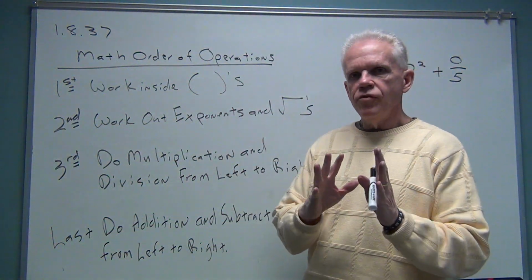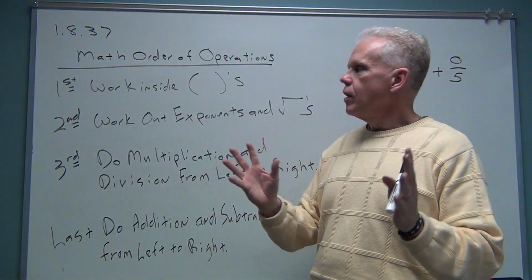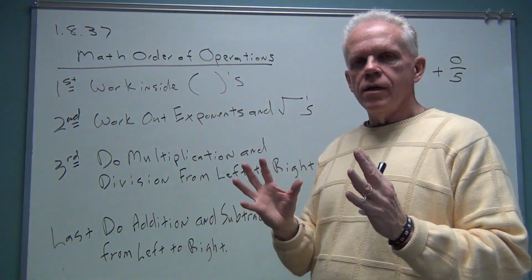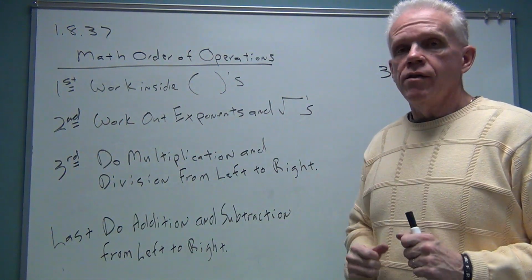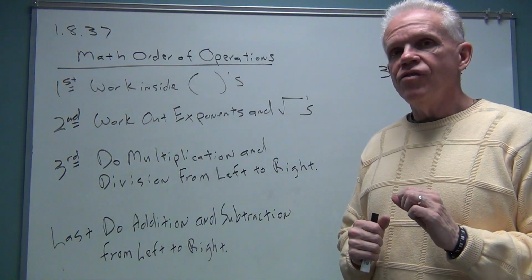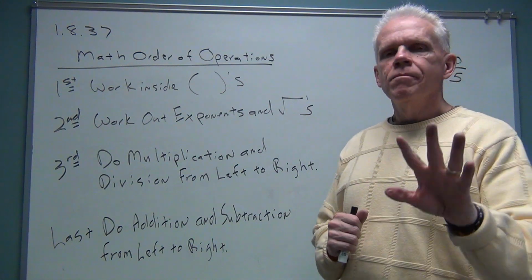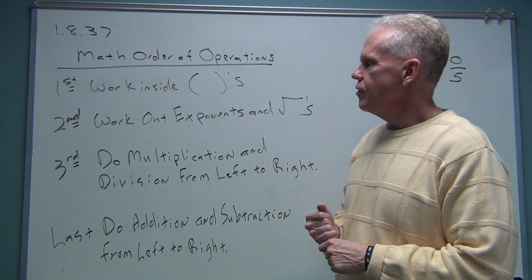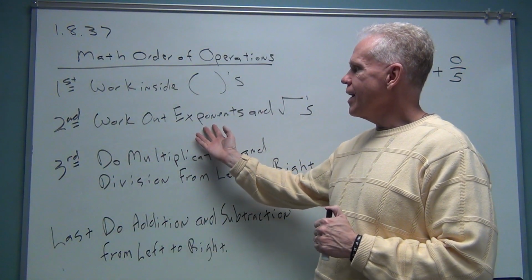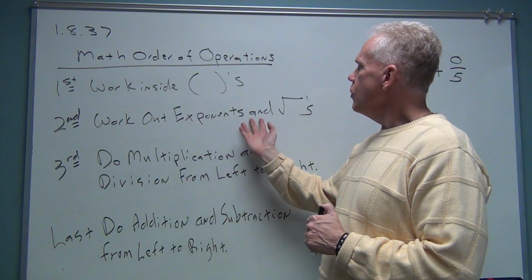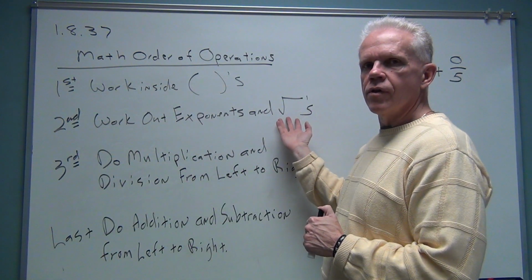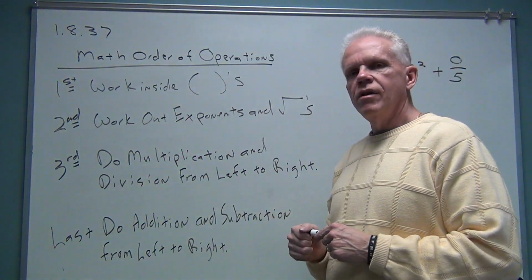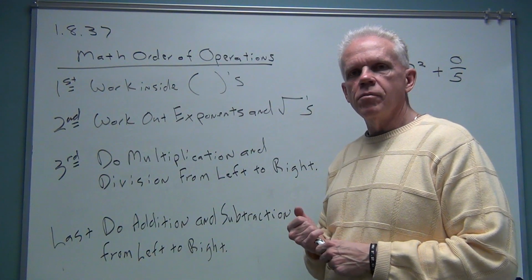When we have multiple operations, the first thing that should always catch our attention would be parentheses. Any work that needs to be done inside the parentheses gets done first. And once we've done whatever work is inside the parentheses, then we would look for any exponents and work out exponents. We'd also work out square roots. Once we've taken care of that, then we would do multiplication and division, from left to right.